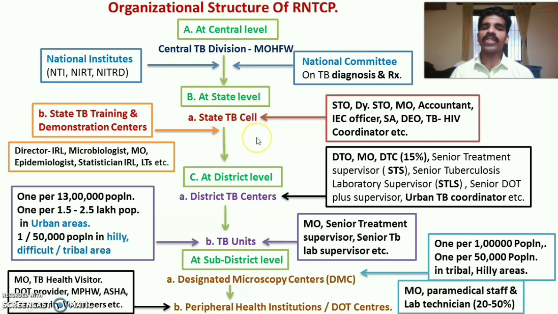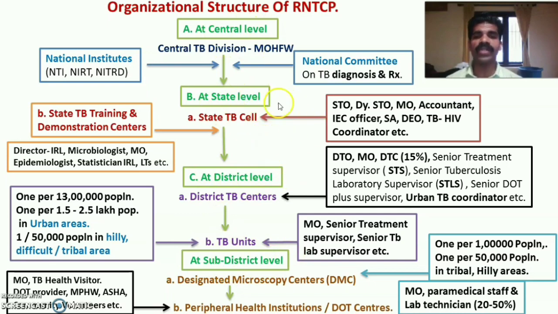At state level, we have two important organization structures to render the RNTCP program, that is the State TB Cell and the State TB Training and Demonstration Centers. Then at district level, we have district TB centers and TB units, for the administration and management of the RNTCP program at district level. At sub-district level, we have two organizations, that is the designated microscopy center, DMC, and peripheral health institutions or DOT centers.